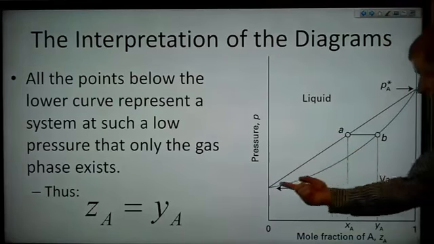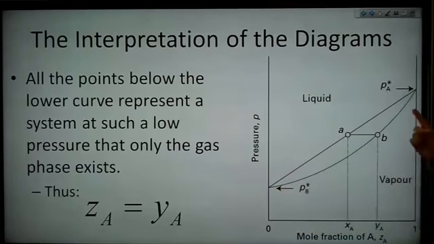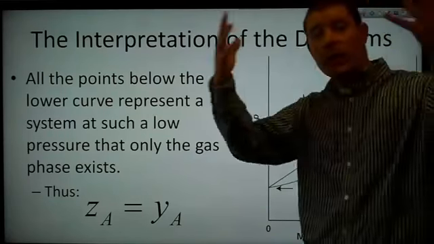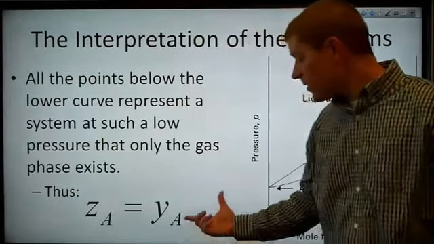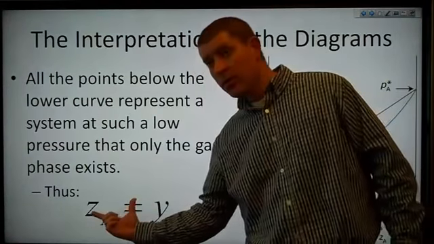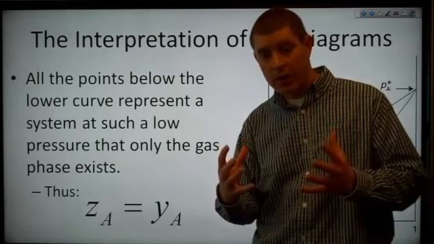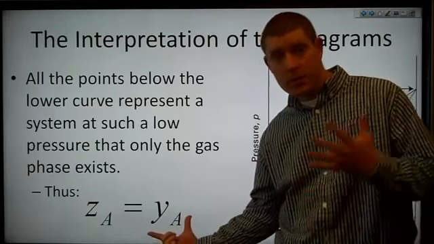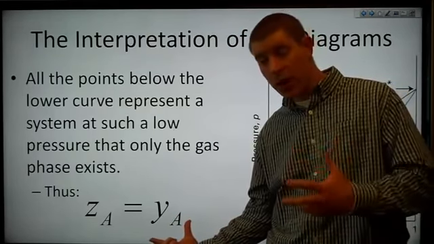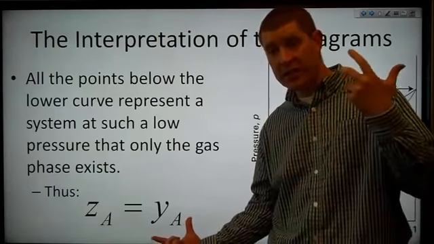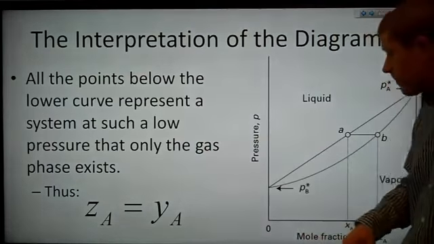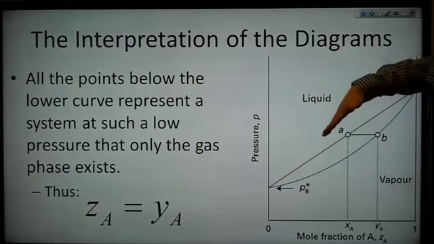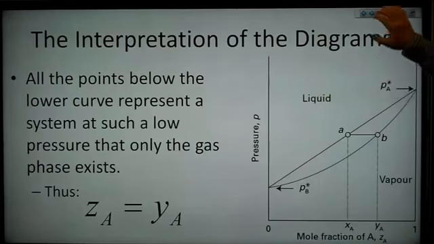All the points below the lower curve, so below this blue line, represent a system at such a low pressure that only the gas phase exists. We've vaporized all of our liquid, and so now our total mole fraction of both the liquid and the gas phases combined is just the mole fraction in the gas phase, because we have no liquid phase left. We've vaporized all of it. So that's everything below the line, not including the line. And likewise, for the liquid phase, that was just above the line, not including the line.